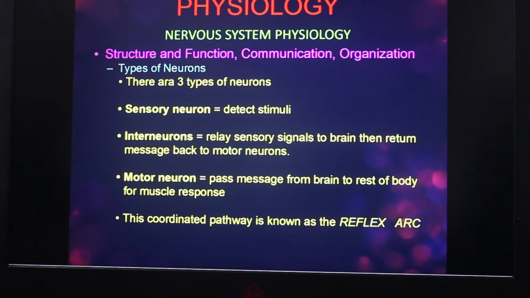If we look at the types of neurons that we have, there are three types. The sensory neurons detect the stimuli. There are interneurons, which relay sensory signals to the brain, then return the message back to motor neurons. And there are motor neurons, which pass the message from the brain to the rest of the body for a muscle response. This coordinated pathway is known as the reflex arc.